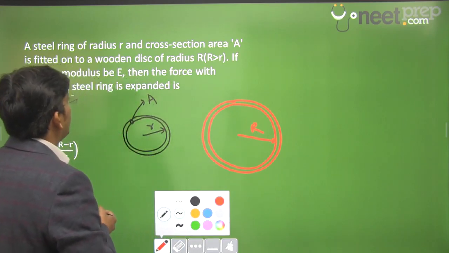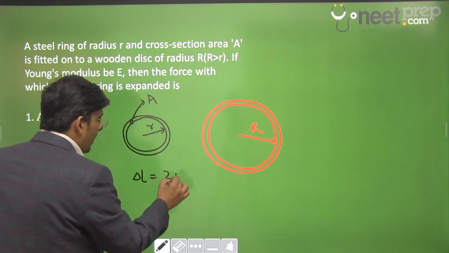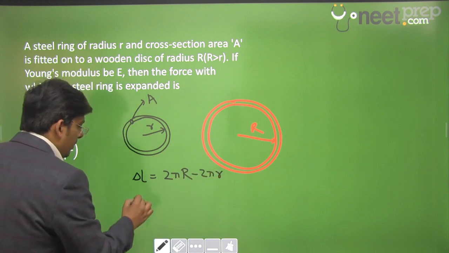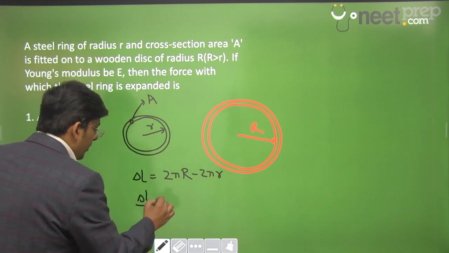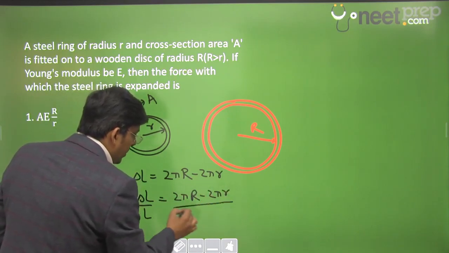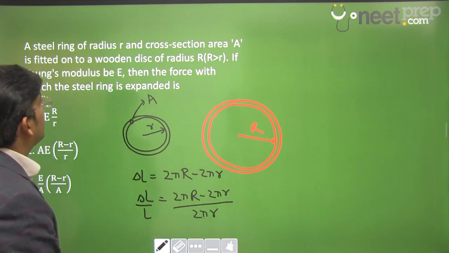So obviously you have to increase its length. Change in length is going to be 2πR minus 2πr. Okay. Strain is going to be 2πR minus 2πr divided by the original one, that is 2πr. This is equal to strain, dear students.